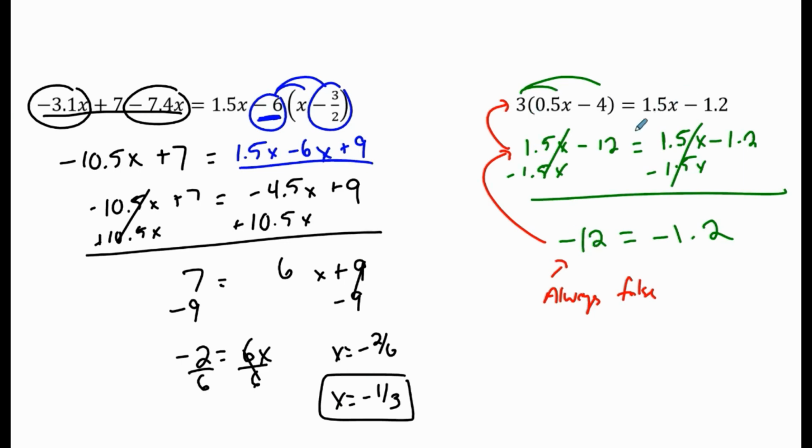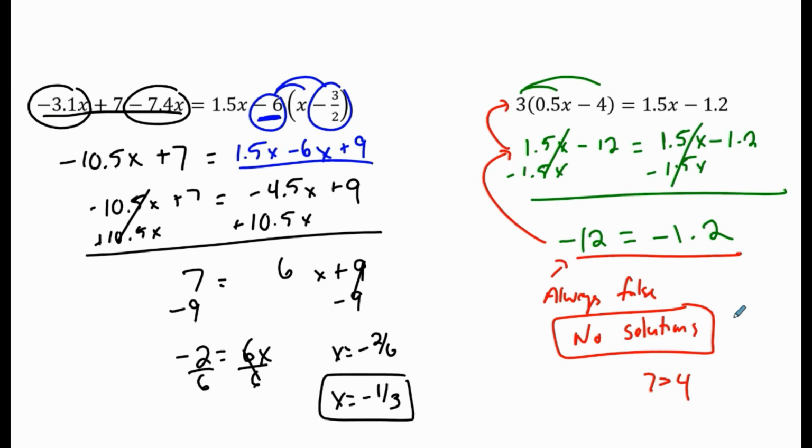So what's the solution for x? What value of x makes this true? There are no solutions here. So whenever you end up with a nonsensical statement like 7 equals 4 or negative 12 equals negative 1.2, notice that you end up with no solutions. When you end up with something ridiculous like that, your answer is you have no solutions. That equation is never true. No value of x when plugged in makes it a true statement.